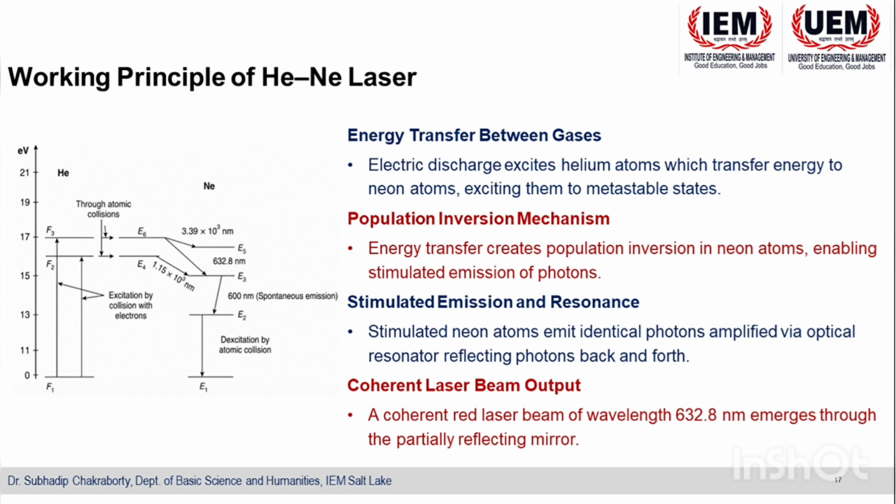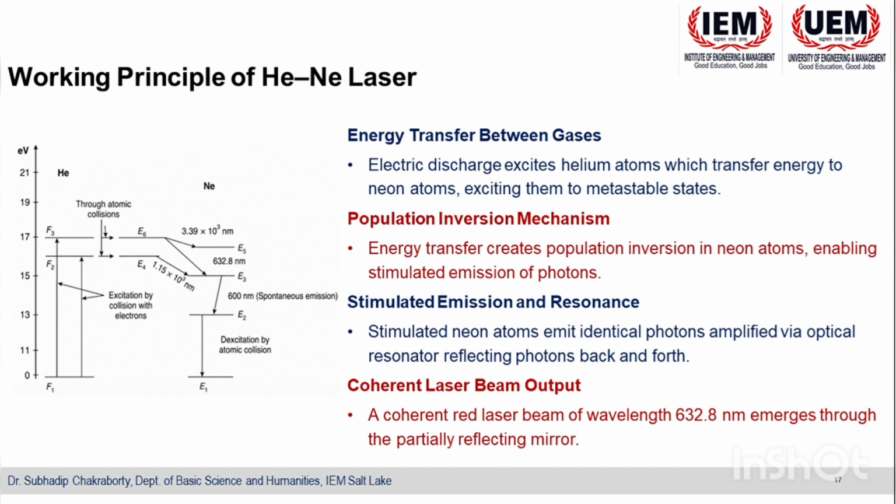The excited neon atoms then undergo stimulated emission and they emit photons of wavelength around 632.8 nanometers. These photons travel back and forth between the two mirrors inside the optical resonator. Continuous amplification occurs through repeated stimulated emission, and finally a coherent red laser beam emerges through the partially reflecting mirror.